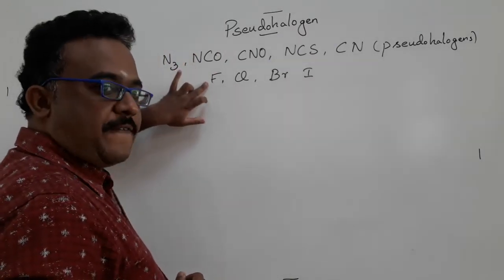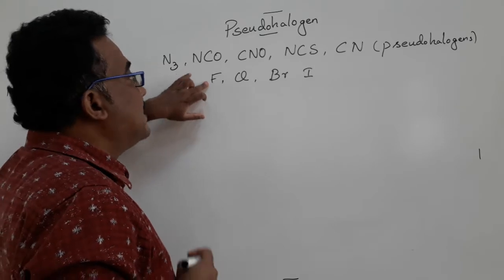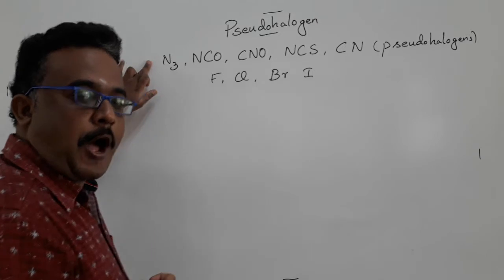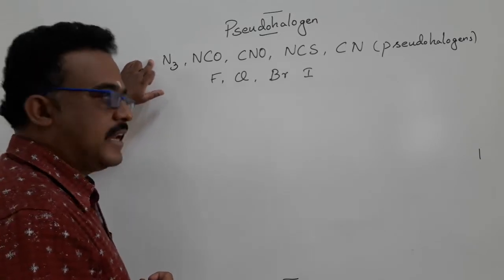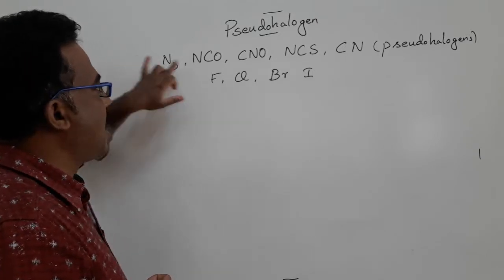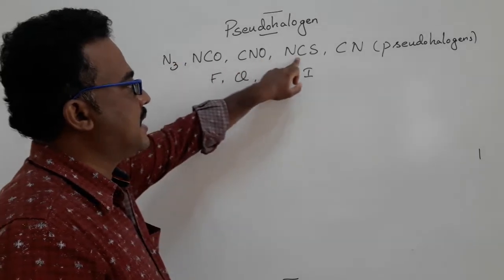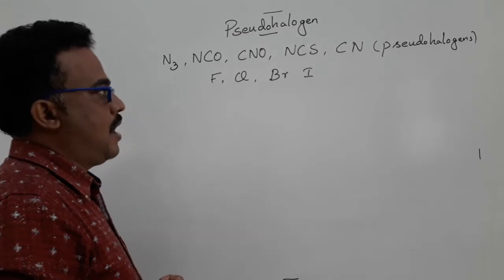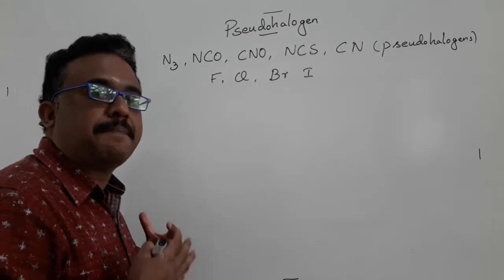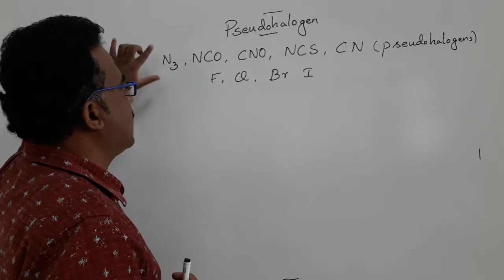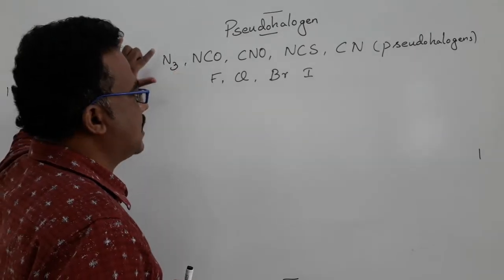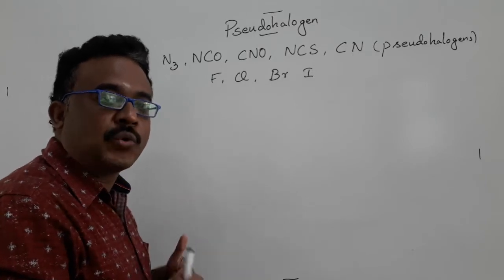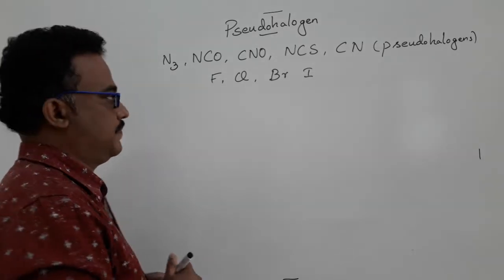We know the chemistry of halogens, so it is easy to keep in memory the chemistry of inorganic radicals such as N3, NCO, CNO, NCS and CN. Now let us see which properties of halogens and these inorganic radicals match. That is what I am going to discuss in this lecture.